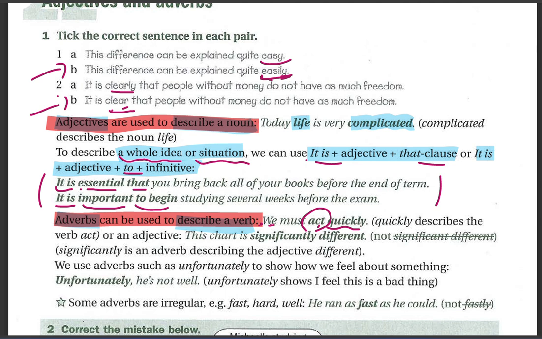Look at here the next example. This chart is significantly different. So in here, we have significantly, but it's describing the chart. So sometimes the adverb can describe an adjective. Don't forget about this. But most of the time we use it to describe our verb.